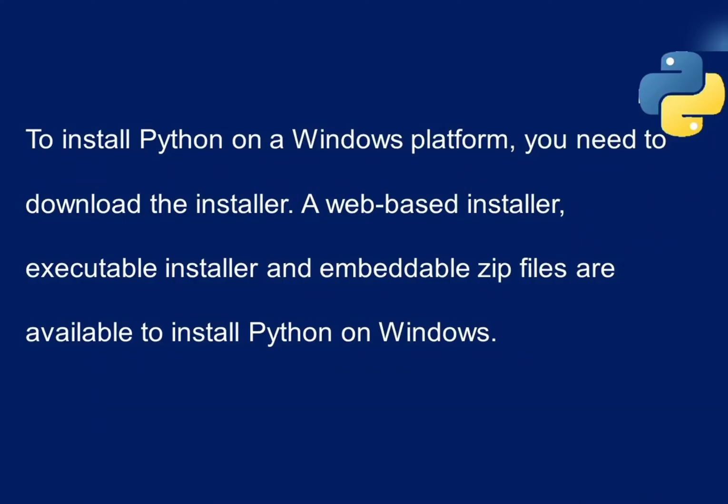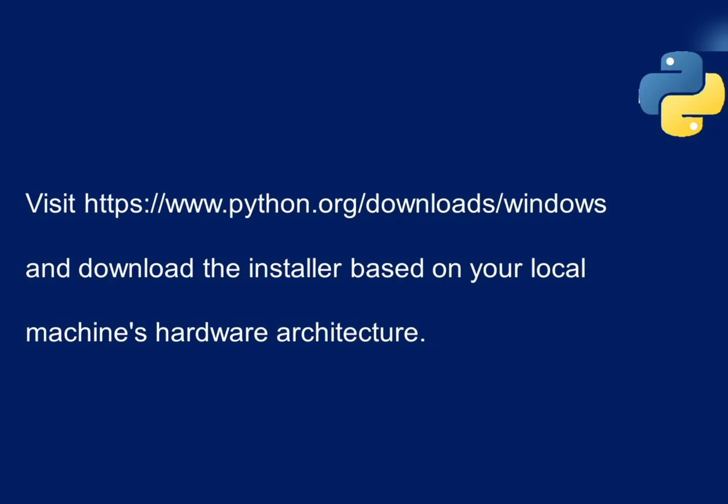To install Python on a Windows platform, firstly you need to download the installer. A web-based installer, executable installer and embeddable zip files are available to install Python on Windows. Firstly, go to python.org and download the installer based on your local machine's hardware architecture.